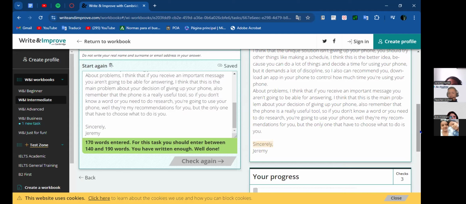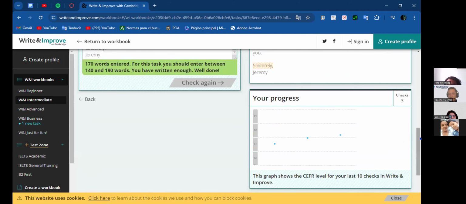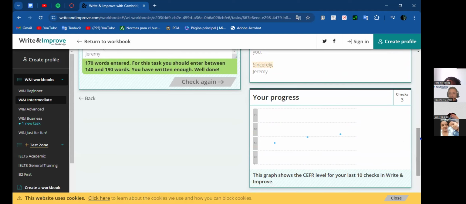Yep, so congratulations, Jeremy. Scroll down. Can you see your progress? Vamos abajo donde dice your progress. Excellent. According to this, you have a very good level. You started with B1, but now you may go up until B2, okay? Perfect. Amazing, Jeremy. Such an amazing work. You tell me when you finish.